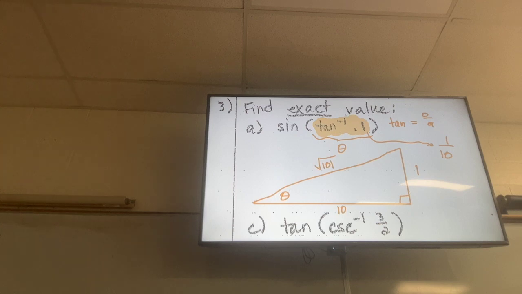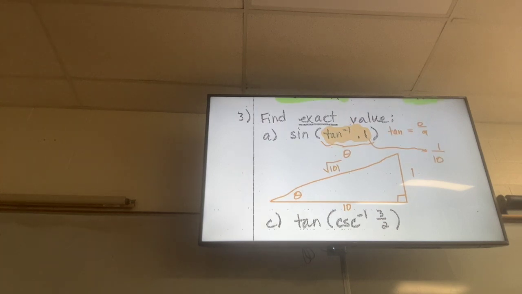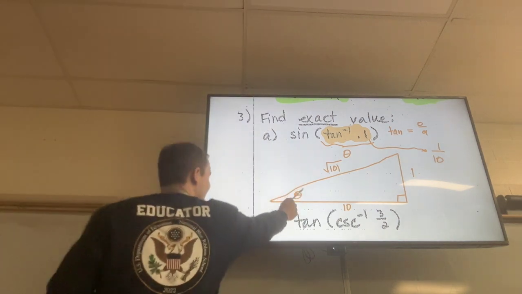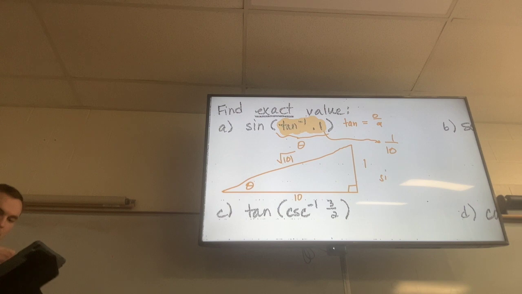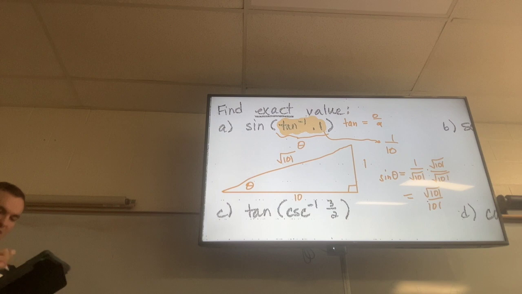Is that what we want? Okay. And then what's the sine of this angle? 1 over root 101. There you go. Rationalize. You got it. Root 101 over 101.